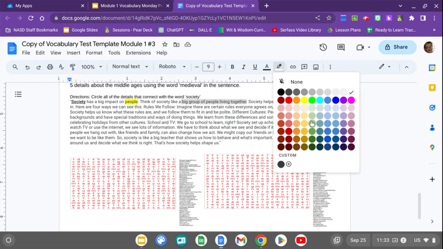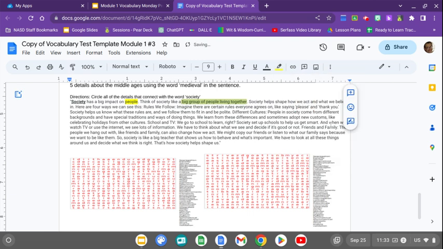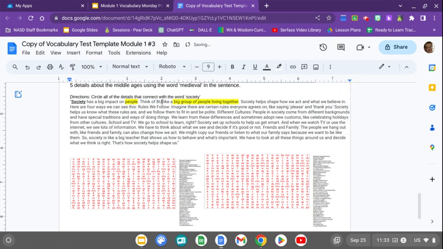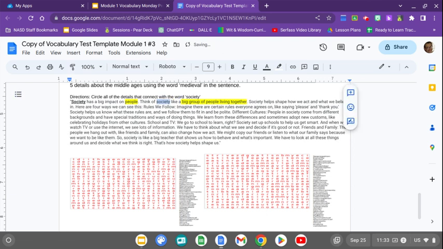Notice how even in the first 2 sentences, we're coming up with tons of details. And notice that they use the word society fairly frequently so you can have a pretty good understanding of how that word functions. So take the time now to go through the rest of this paragraph with your partner or by yourself, of course. And I'd like you to circle every detail that goes with the word society. Please do so now.